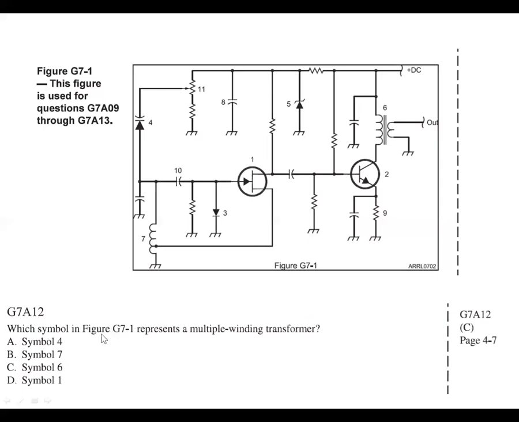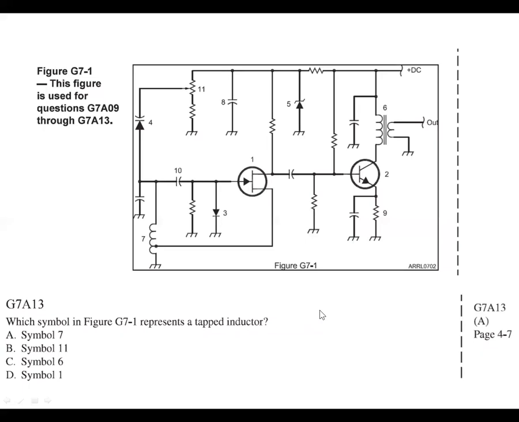And then the 12th, multiple winding transformer. Okay, a transformer has an input, a primary, and a secondary, and that's what we have here. We have 2 windings with an iron core, and this is a step-down transformer because the primary has more windings than the secondary. So this is going from a higher voltage to a lower voltage. So it would be 6, which is C, and yep, that's it.